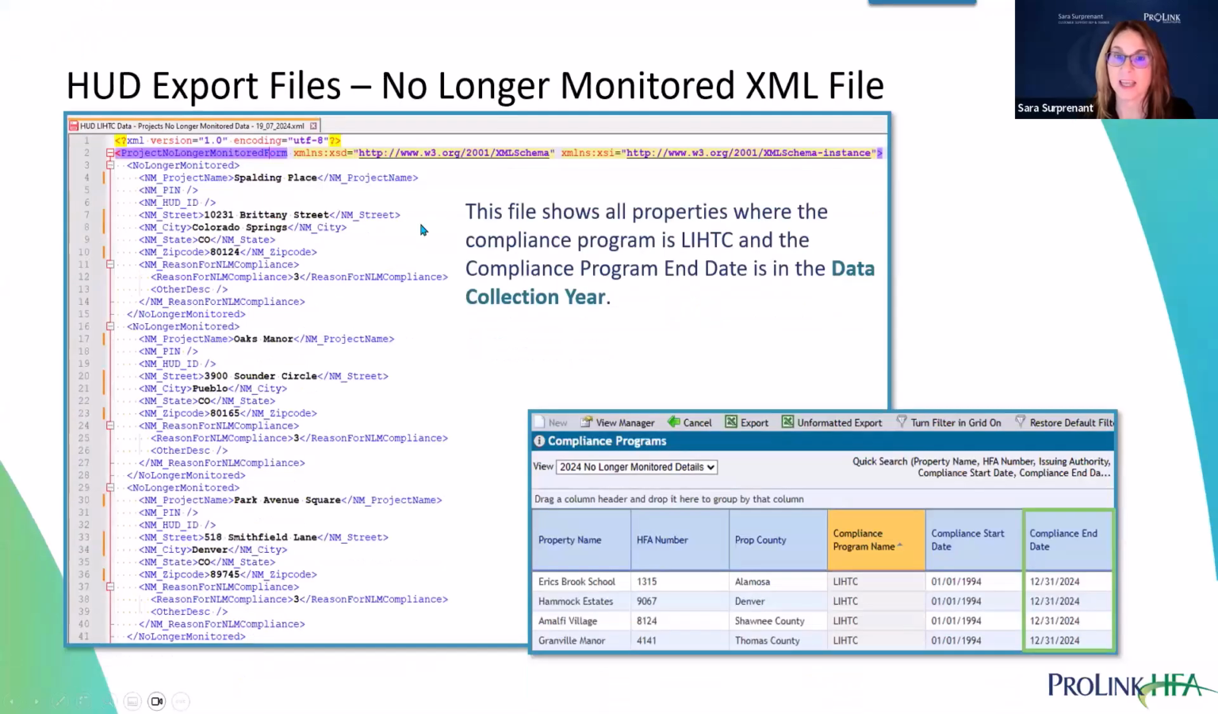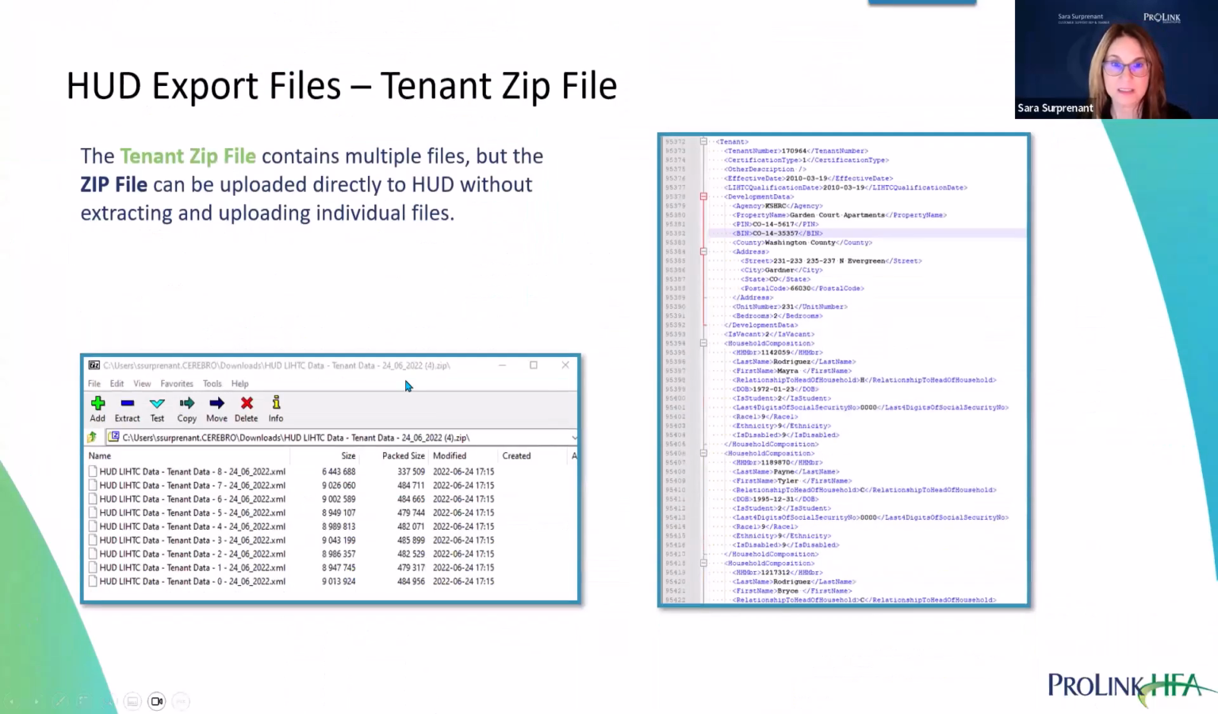No longer monitored. Again, the file shows all the properties whose compliance program is LIHTC, and the compliance program end date is in the data collection year, which will be 2024. So you can always create a data view saying, hey, I need a list of all the properties with LIHTC where the compliance end date is between January 1st, 2024 and December 31st, 2024. Then you can have a data view that brings back what you can expect to see in your no longer monitored file.